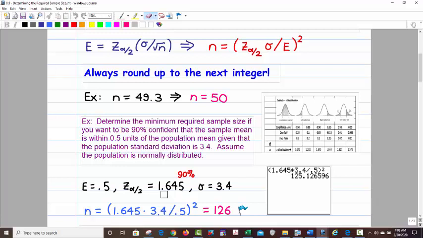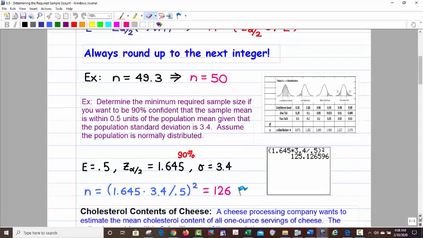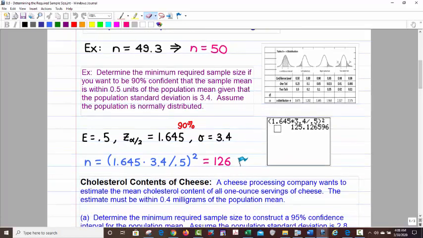So 1.645 is my critical value. The margin of error is given as 0.5. The standard deviation is given as 3.4. So all we have to do is plug it right into this formula. It's not very difficult at all. So you take 1.645 times 3.4, divide by 0.5, and notice I have a square wrapped around all that, so you have to square it. I don't think there's any point in me typing this in the calculator because there's not a step or program you have to follow. It's just straight up numbers.